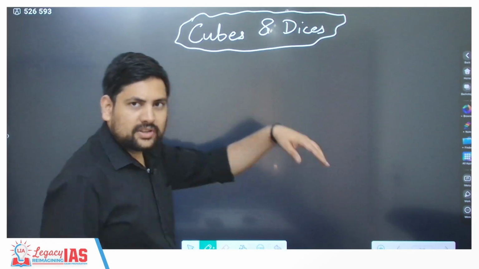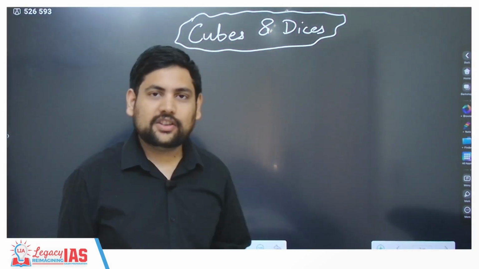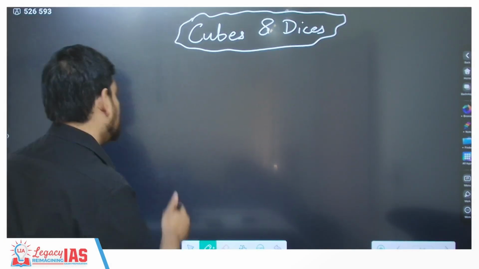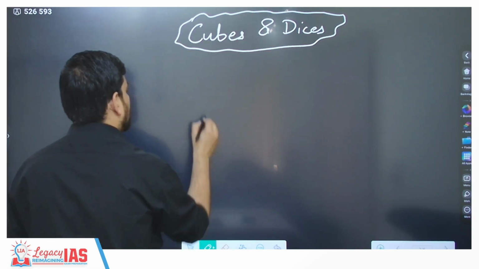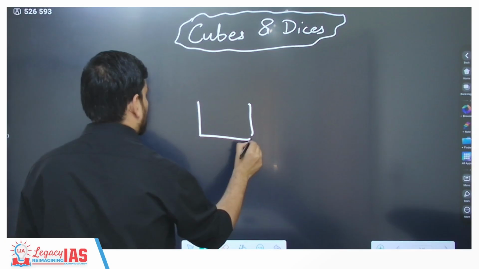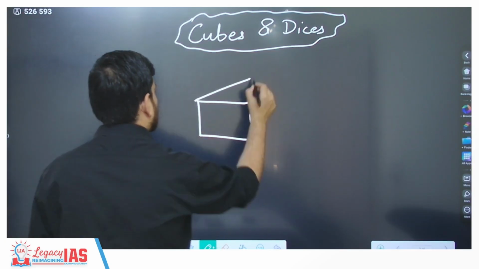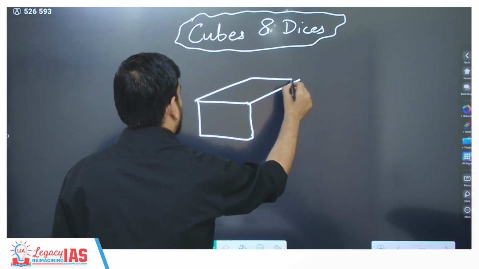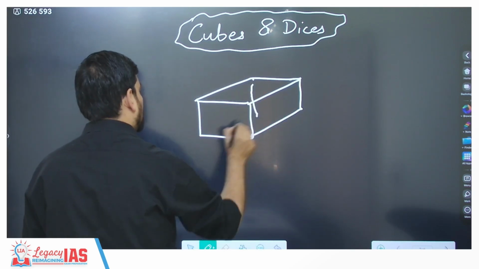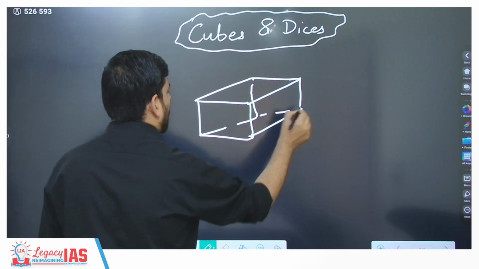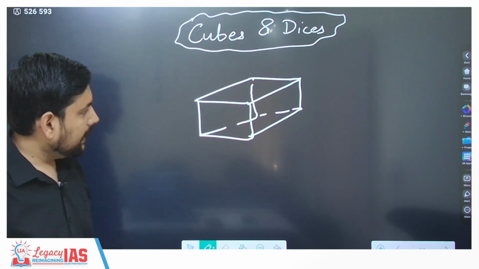Today we'll be starting with cubes and dices. Dices is a fairly small chapter that we'll see later. Right now we'll start with cubes. Now see, cubes, let's say a cube like this. So this is a cube. Correct? This is a cube.